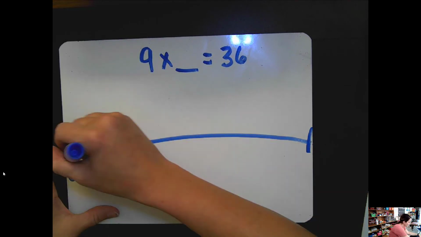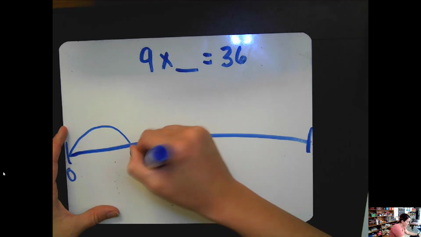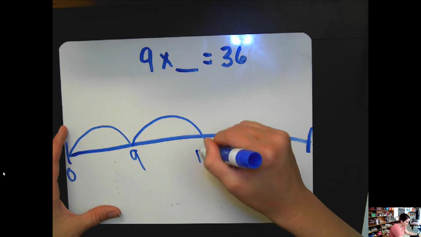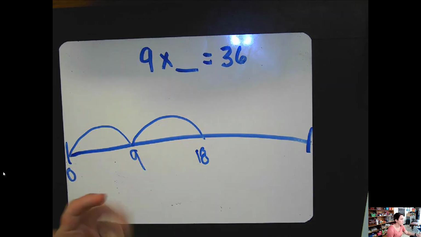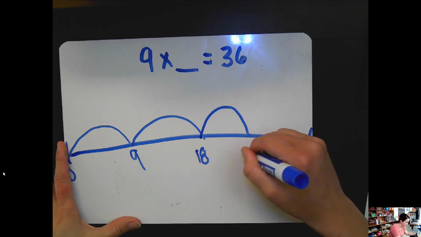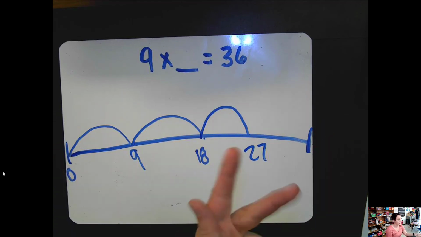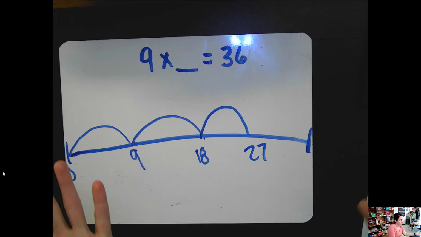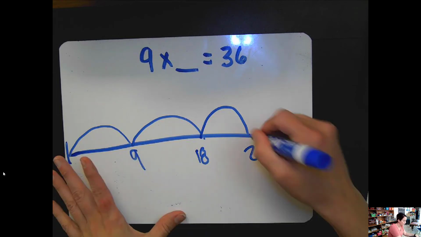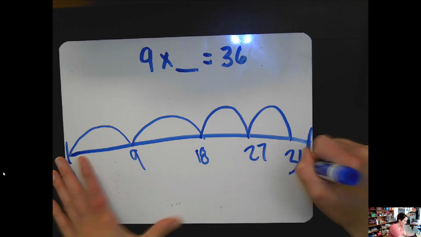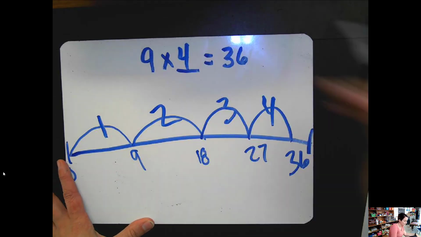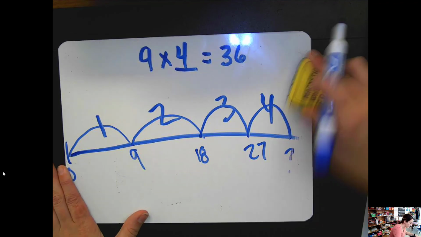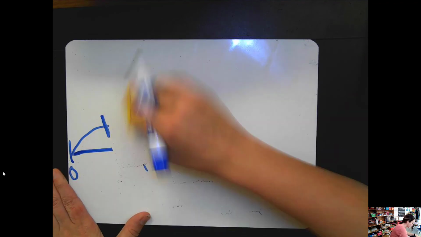Okay, welcome back. So I know my first hop's going to get to 9, and I'm going to use my doubles fact. 9 plus 9 equals 18. And from here, I'm going to have to count up by 9. So I have 19, 20, 21, 22, 23, 24, 25, 26, 27. That's 9 more. That's not 36 yet. 28, 29, 30, 31, 32, 33, 34, 35, 36. I'm at 36 now. How many times did I have to hop up? 4 times. So if you got 4, way to go.